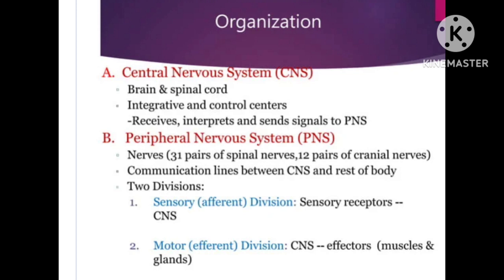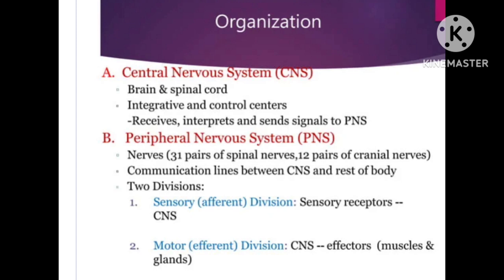And second is the peripheral nervous system, 31 pairs of... central nervous system. And next is the peripheral nervous system. The peripheral nervous system has the nerves, 31 pairs of spinal nerves and 12 pairs of cranial nerves. Okay, and it is divided into two main divisions: sensory, that is the afferent division, and motor, that is the efferent division.